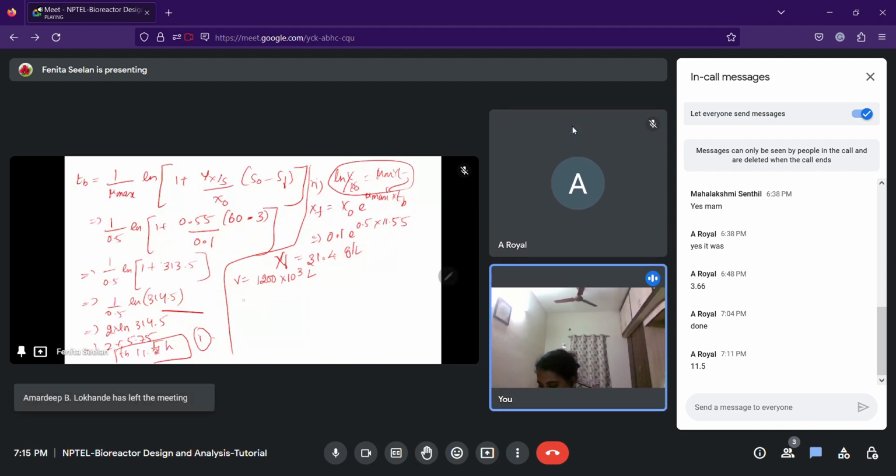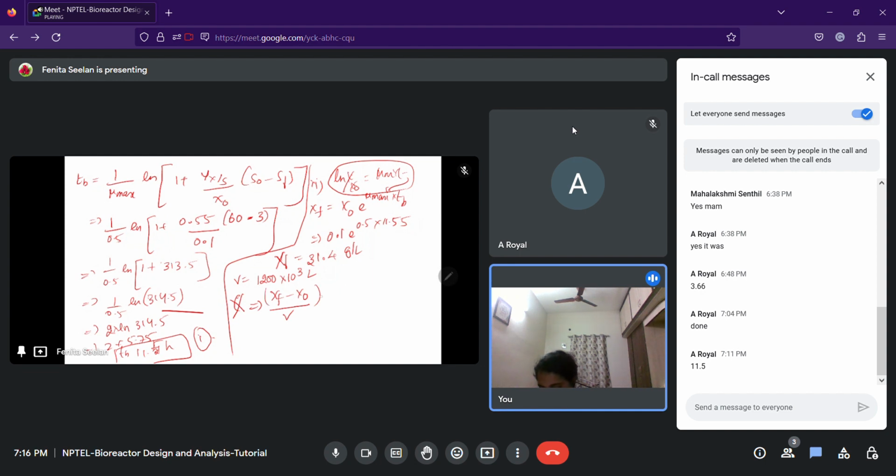So we need the total mass of the cells. We can calculate from here: what was the final and what was the initial. Final minus initial, multiplied by V, will be the total mass produced, which is being newly produced. We'll keep that as X.